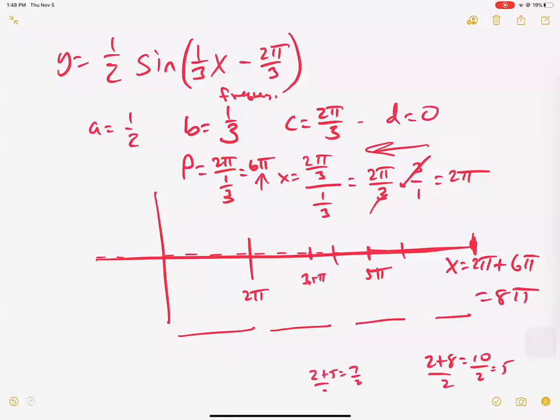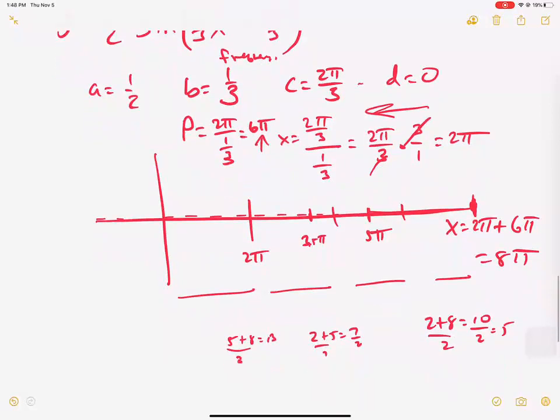And then if we're counting, what's a halfway point between 5 and 8? 5 plus 8 is 13. Half of 13 is 6.5. So 6.5 is halfway, 6.5 pi. So this one is a little bit messier. Okay, it is a little more messy.